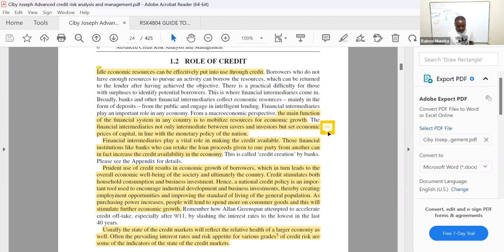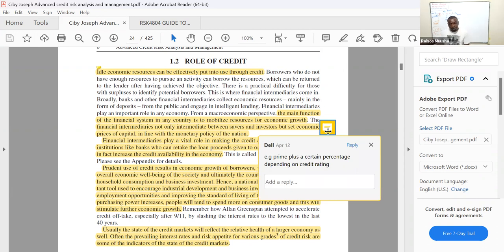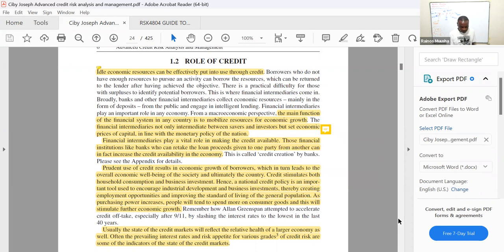Because remember, they are looking at getting money from those parties with excess funds and then more efficiently disbursing those funds to what? Those parties who want to be able to utilize those funds. So the assumption here is that the funds are being utilized for creating more value within the economic system. So in this case, when you look at the cost of credit, this is basically where you look at what? For example, prime plus a certain percentage depending on the credit rating, which is basically how you arrive at the cost of credit.